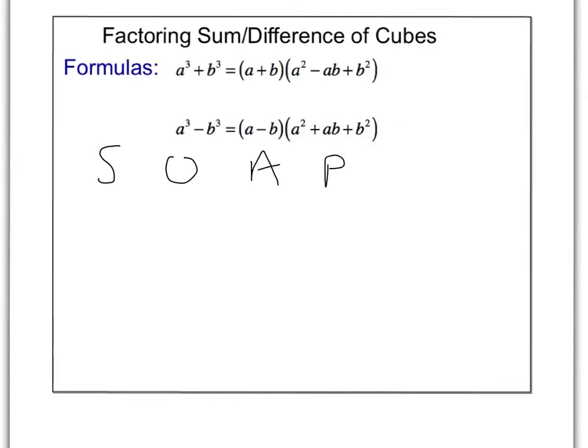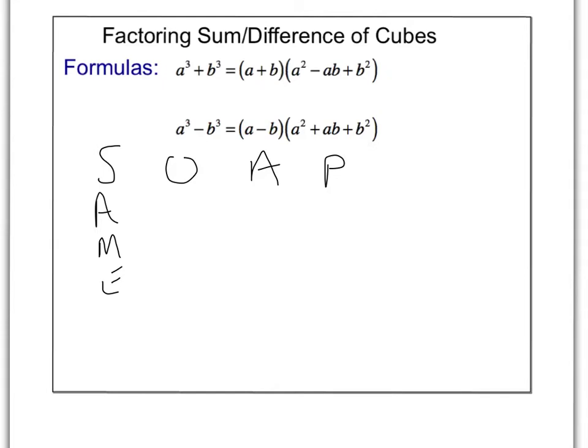S-O-A-P. Now here's what SOAP means. SOAP means the S is for same. And what same denotes is that if this is a plus, then the sign in the binomial in the factored form is the same. So plus, same, plus, minus, same, minus.